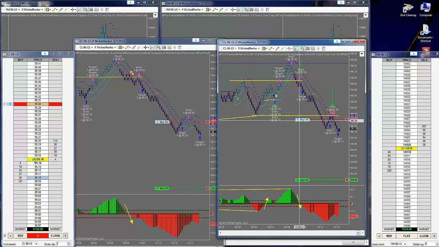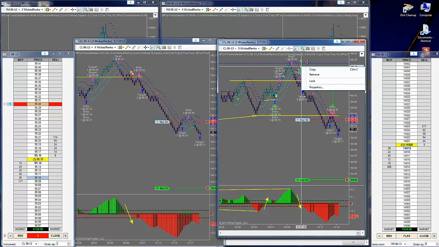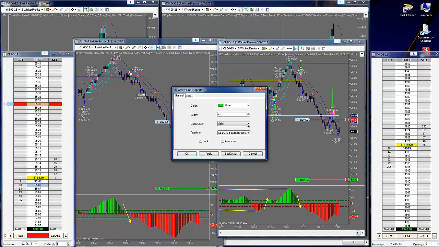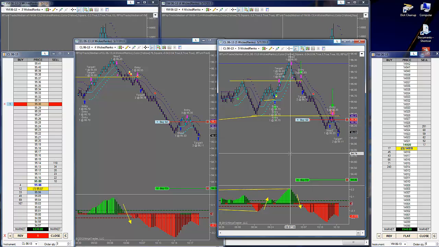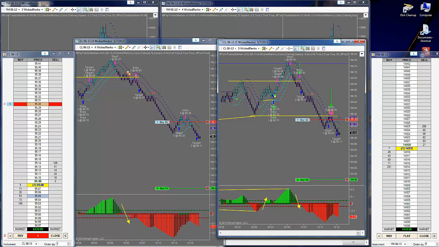So I put these markers on. This trade was taken here. This one was not. I should really make this dotted line or dashed. Means a short time frame entry. I'll let you know what happens.